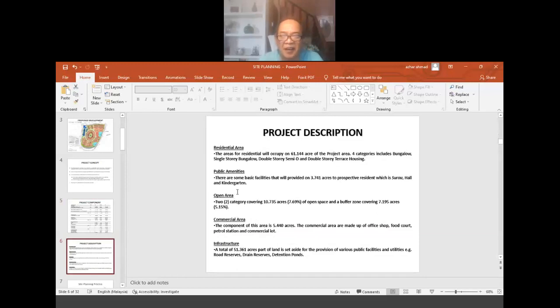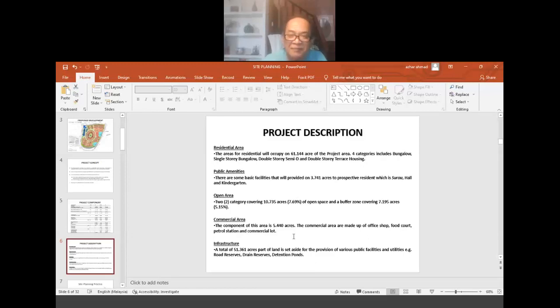Project description, some brief description of each component. For example, the residential area. What is the acreage for the residential area? The total acreage, 4 categories: bungalow, single story bungalow, double story semi-D, and double story terrace housing. Public amenities, open areas, commercial areas also, made up of office, shop, food court, petrol station and also commercial lot.